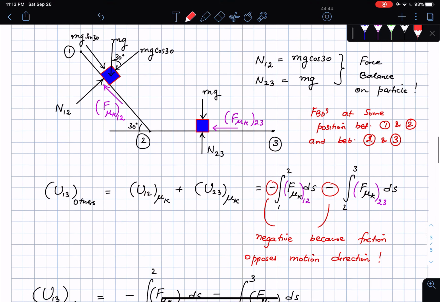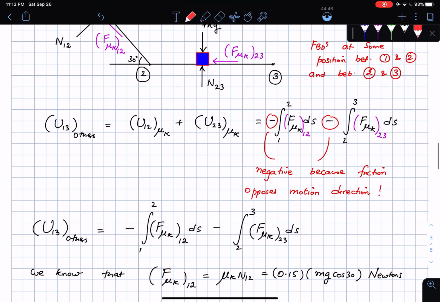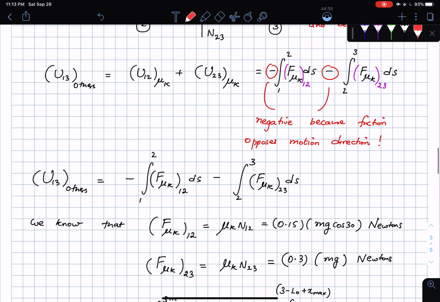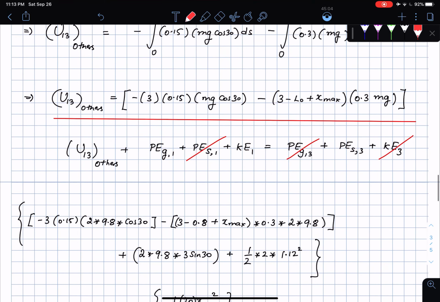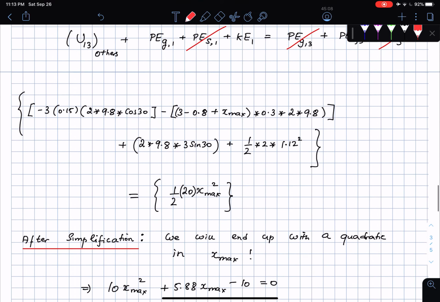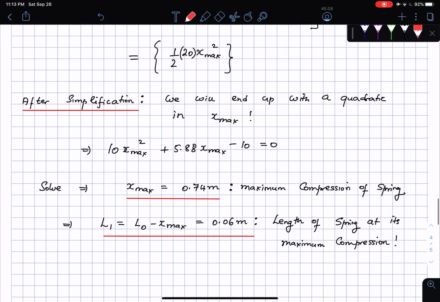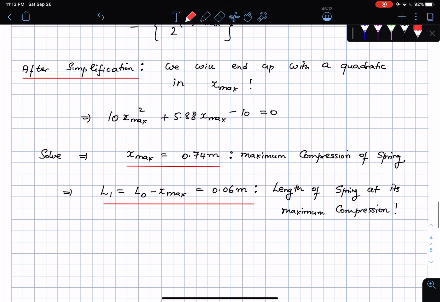Then I come and say, U1 to 3 others is the sum of the friction work done from 1 to 2 and then from 2 to 3. But the friction work is negative because it is trying to resist the motion of the particle. So you have to put the negative sign here. Then once you do this, you go back to your work energy equation, make sure you cancel off all the terms that are zeros, and then substitute, solve for x max, you get a quadratic. Once you get a quadratic, you can find out the length of the spring at its maximum compression.